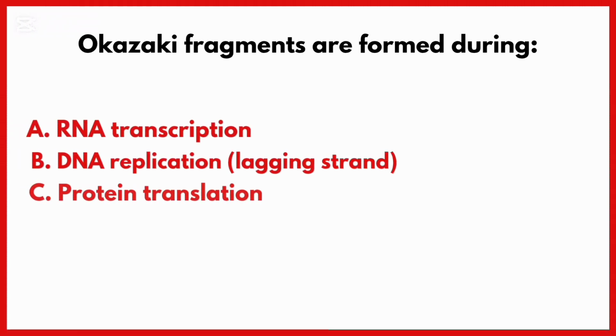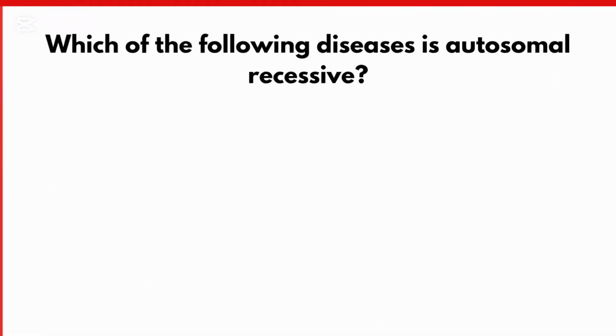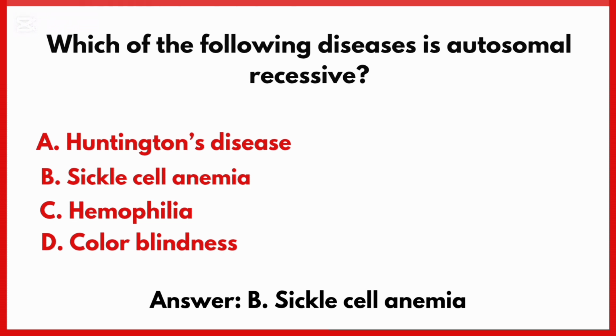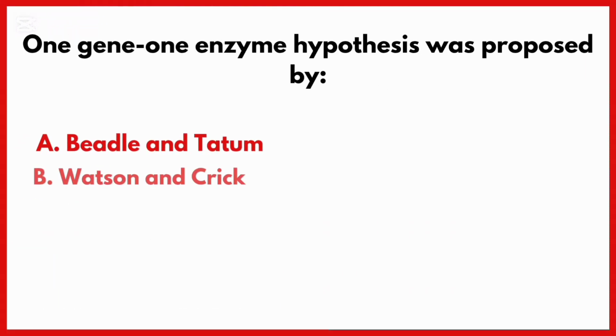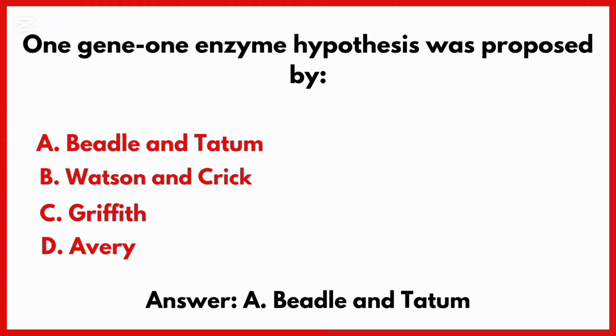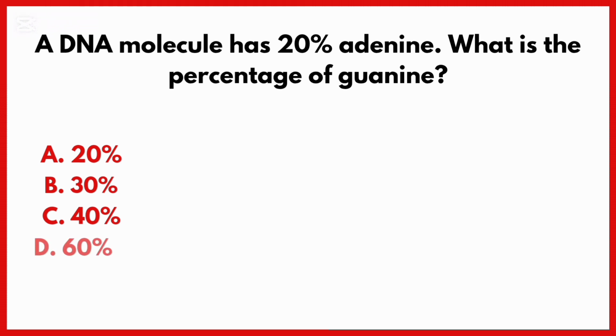Okazaki fragments are formed during. Correct answer is option B. DNA replication at lagging strand. Which of the following diseases is autosomal recessive? Correct answer is option B. Sickle cell anemia. One gene, one enzyme hypothesis was proposed by. Correct answer is option A. Beadle and Tatum.